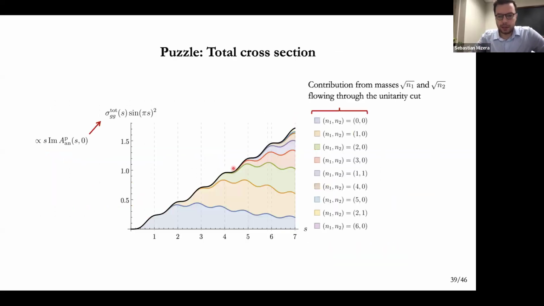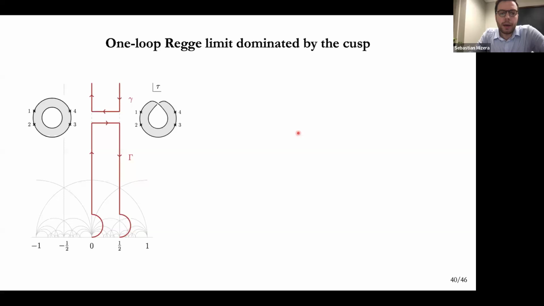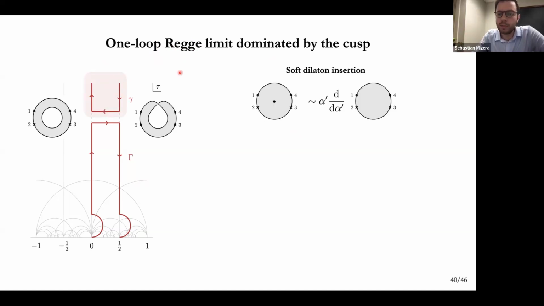Maybe at the level of the cross section the puzzle is visible a little more, because the cross section grows linearly, but a lot of considerations that relate to Regge limits and other things tell us that the cross section should actually saturate. So it should go to a constant. Now let's try to investigate this. Now that we have numerical data, we can compare different contributions. And it turns out that the dominant contributions come from this gamma, so from this cusp contribution.